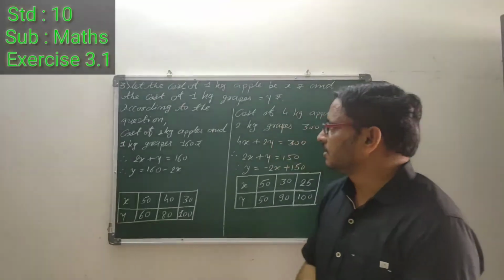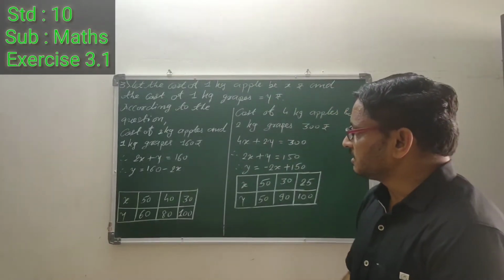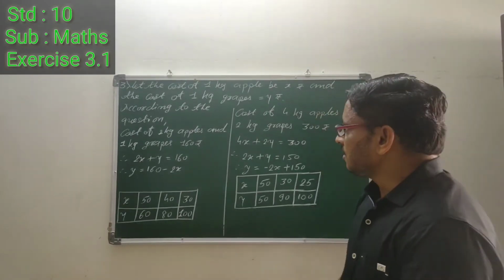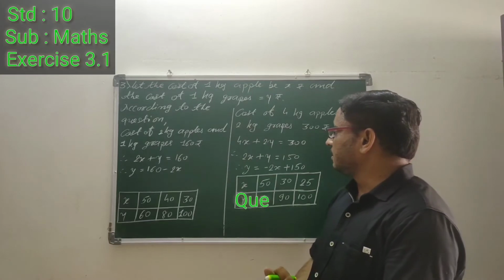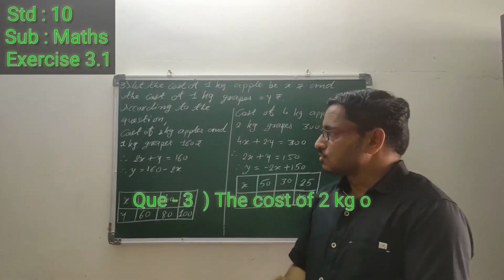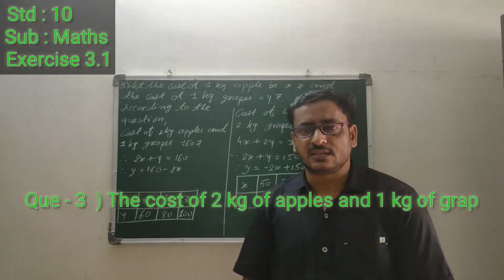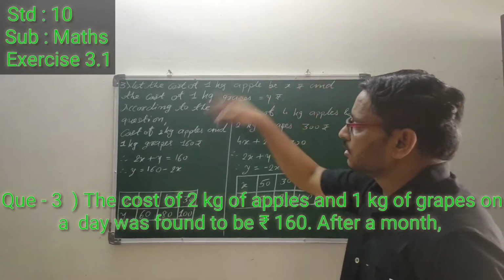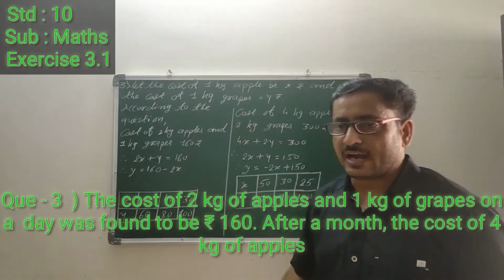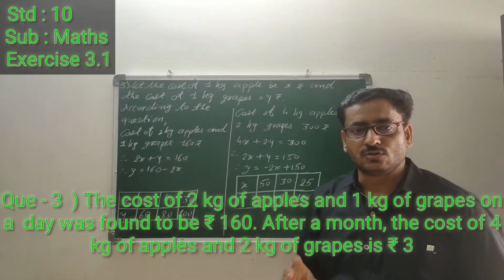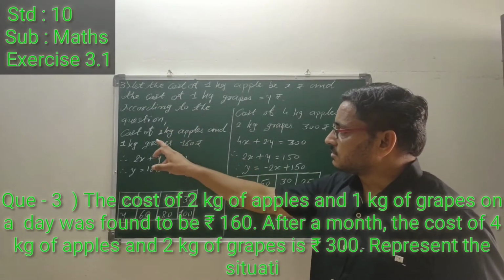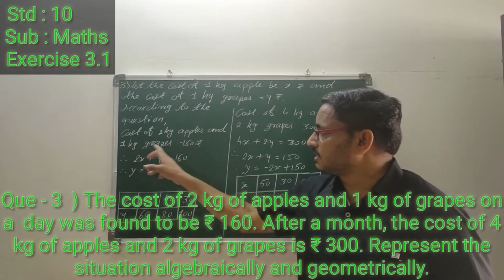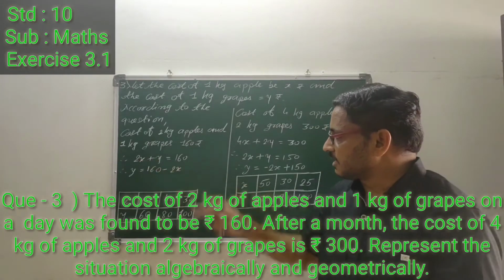Question number 3. It is given that the cost of 2 kg apples and 1 kg grapes is 160 rupees. Afterward, it is given that 4 kg apples and 2 kg grapes cost 300. So now let the cost of 1 kg apple be x rupees, and the cost of 1 kg grapes be y rupees. Now according to the question, 2 kg apples means 2x and 1 kg grapes means y. So 2x plus y equals 160.